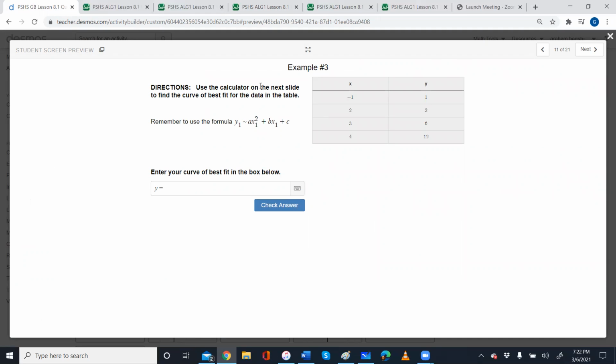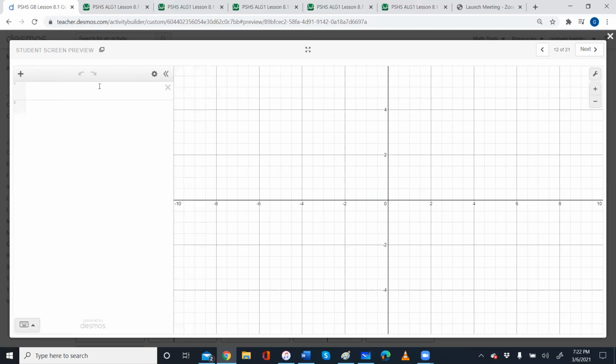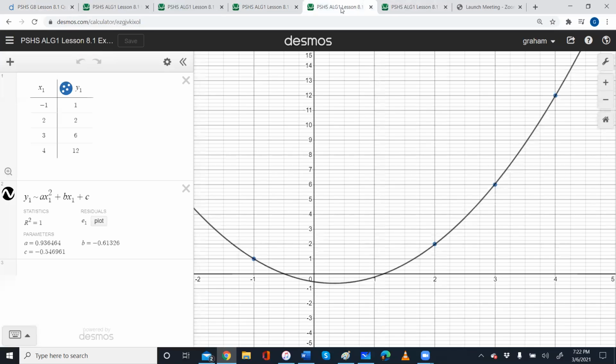Same thing. Use the calculator on the next slide to find the curve of best fit. It's asking, remind us to use the squared thing. Not always obvious from a table that it is a squared. And you just have to type in the data values that you can see there. I think I actually have these ones already prepared. There we go. 1, 2, 6, and 12. So as we type in the squared or the rule that we think, you can see that nice curve shape.